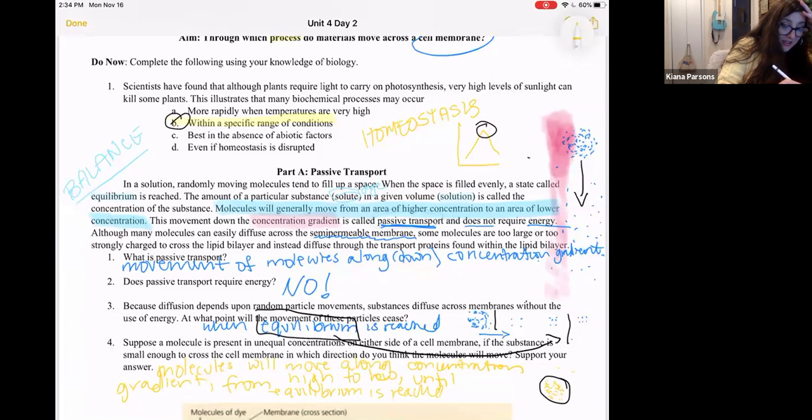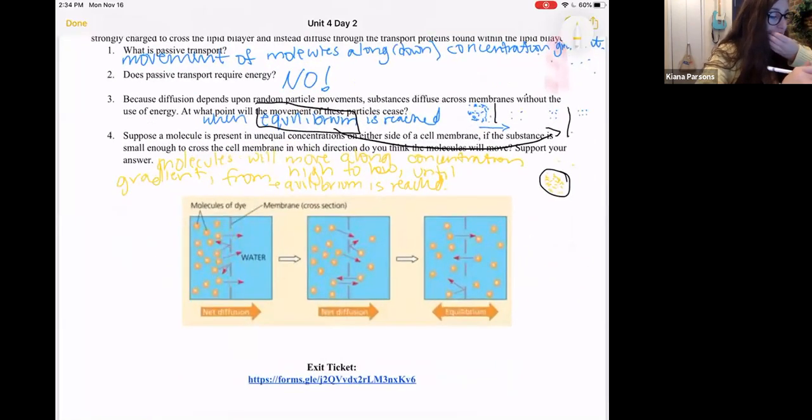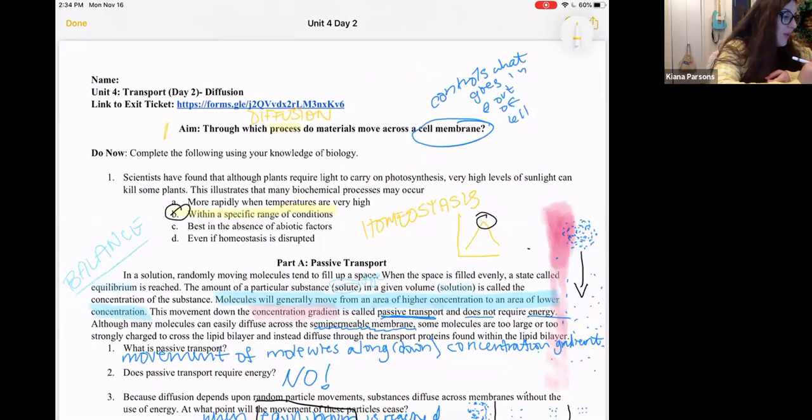Because that, ladies and gentlemen, forgive me for that handwriting, is how diffusion works. And this image illustrates the point when it stops, and that's equilibrium right there. And that is how movement of molecules works. All right, so today, our aim was: through which process do materials move across a cell membrane? And the short answer is diffusion.